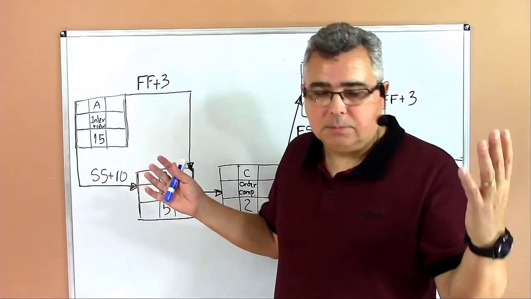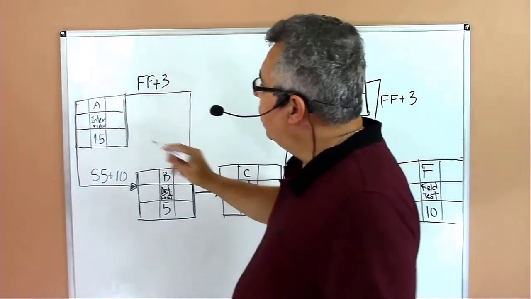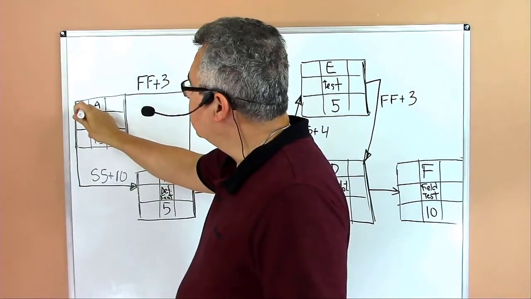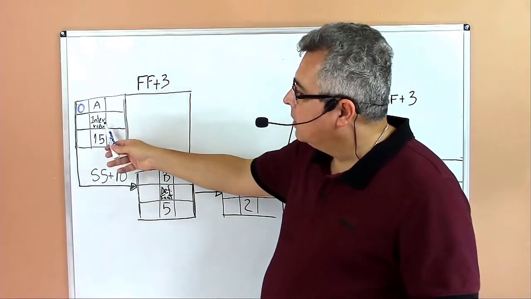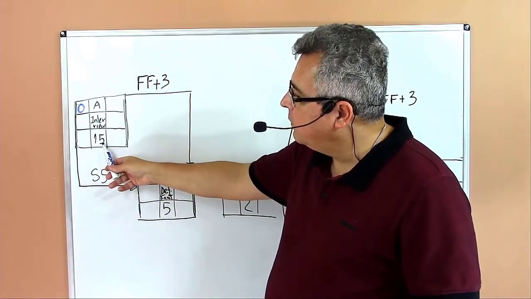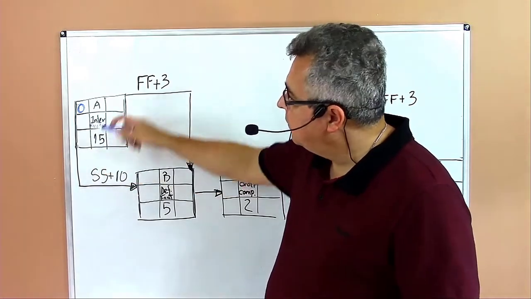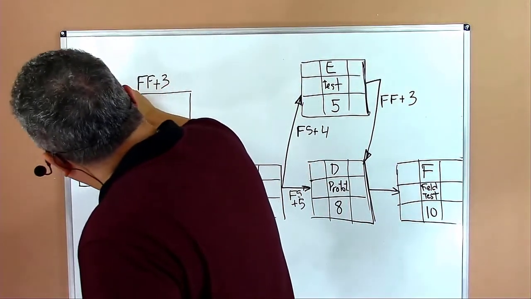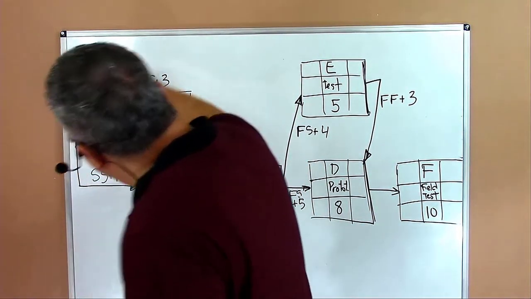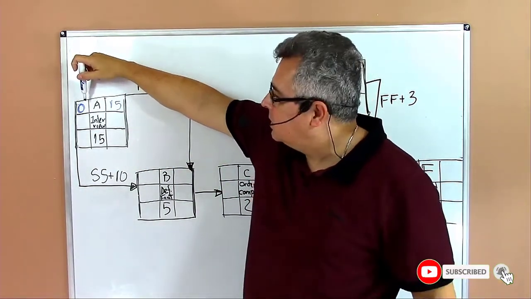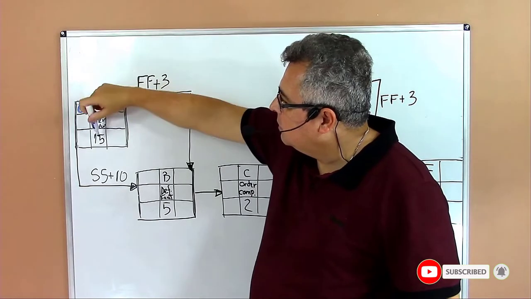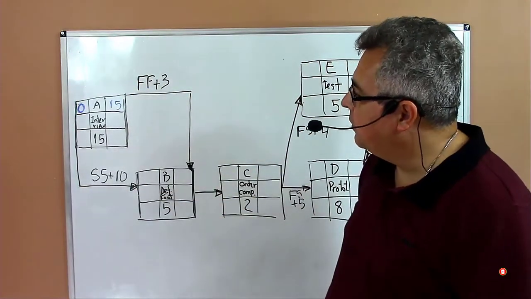Let's do the exercise. Let's compute the times. So we start with zero, always start on zero. And let's work on activity A. The interview has a duration of 15 days. Zero plus 15 goes to 15. It means that the early start is day zero, because it's the first activity, and the early finish is 15 because it has a duration of 15.